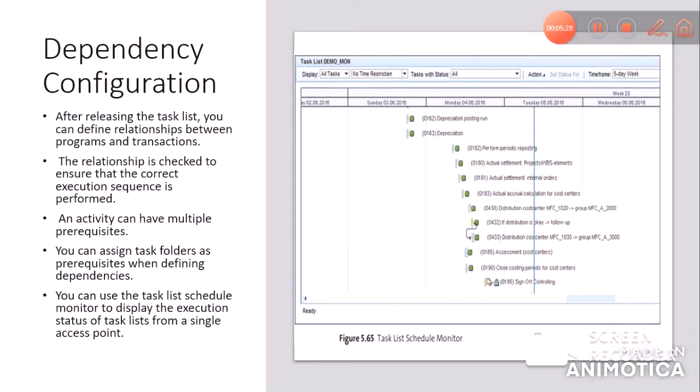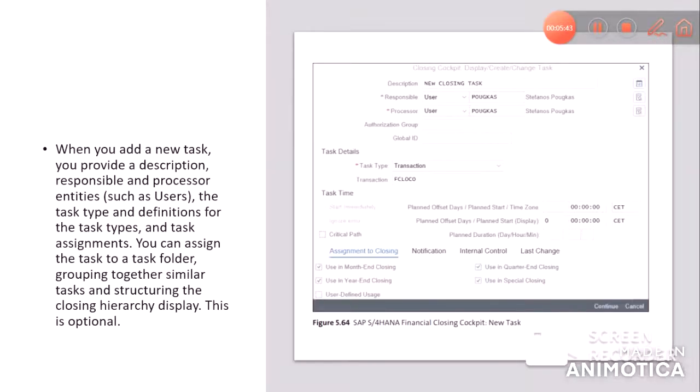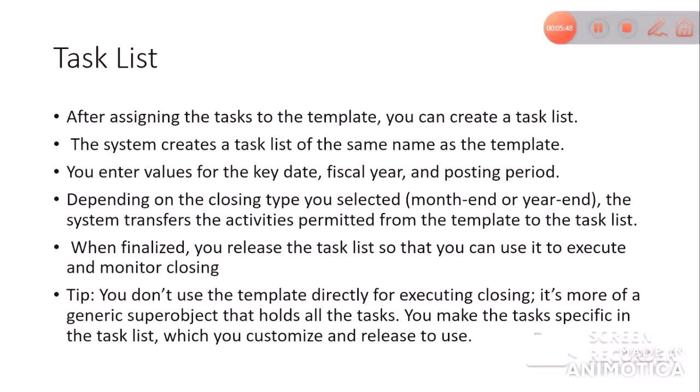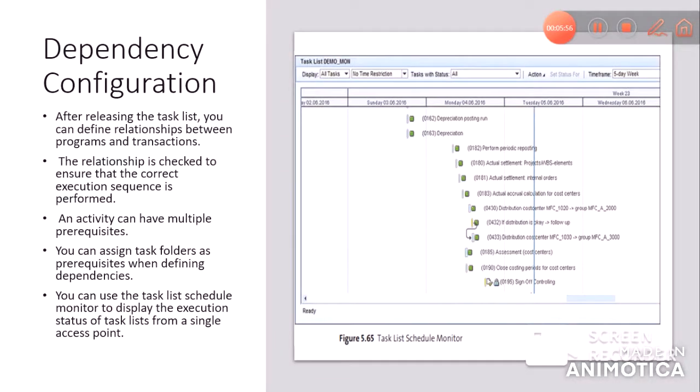So we are going to copy the template. So task templates, and we will assign all the tasks which we are going to perform, and if we want to add a new task, we will add it here, and we will have a task list, and based on the task list we will schedule the task list schedule monitor. So it will try to perform the activities.